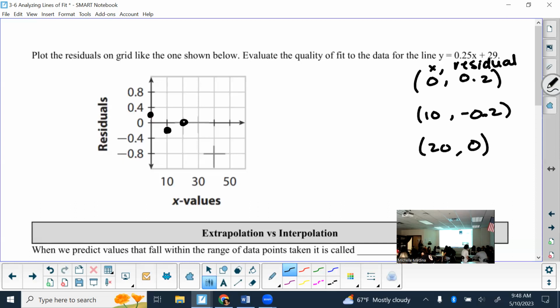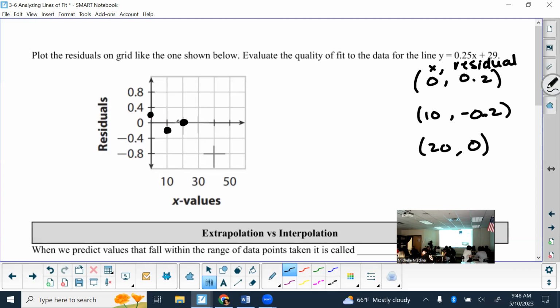So it's also about knowing how to read the graph. So here's the 0 on the x, here's my x-axis. Goes up 0.2. Here's the 10 on my x-axis, goes down negative 0.2. And then for the 20, it's on the x-axis itself.